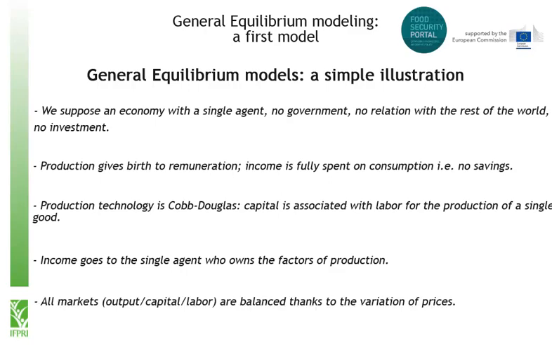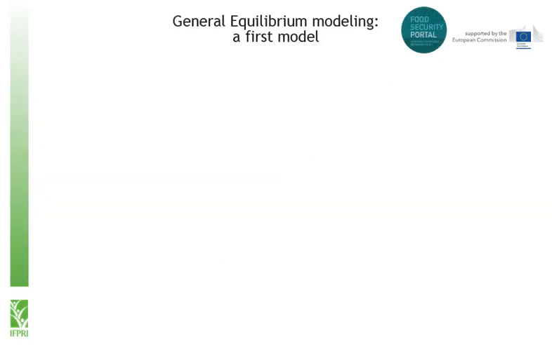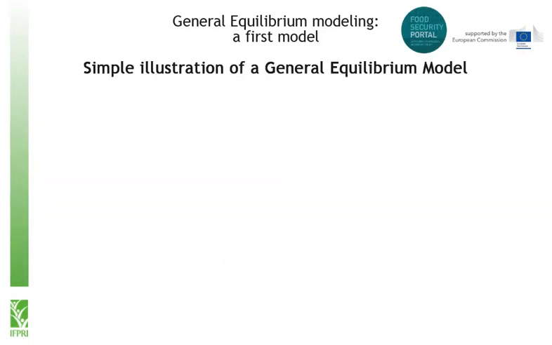And last assumption, the fact that all markets are balanced thanks to price variation. And of course, you've got three markets: output, capital, and labor. So you've got three markets that will have to adjust through variations of prices. So what we do now is that we design a model with a single agent, a single good, a Cobb-Douglas technology associating capital and labor, no savings, no investments, no government, no relations with the rest of the world. So this is a very simple economy.